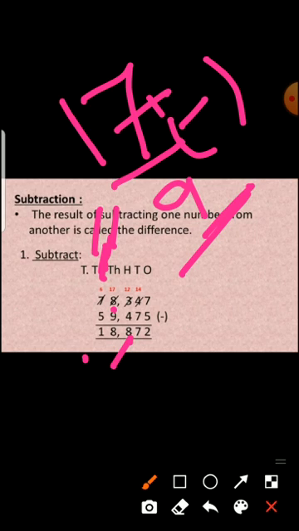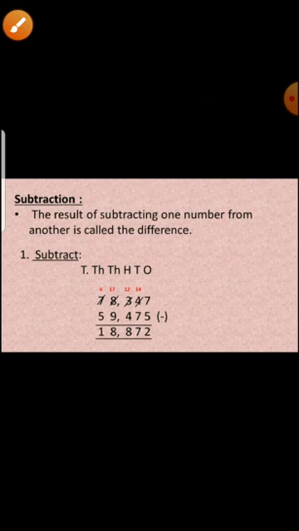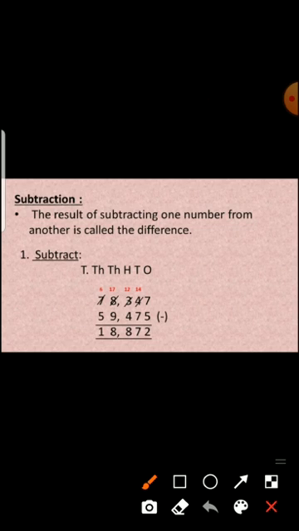Understand, students? Before we start to subtract the given numbers, first we have to arrange the numbers according to their place values. Then we can subtract, finding the difference from the right side to the left, which means we start from the ones place, then tens, hundreds and so on.